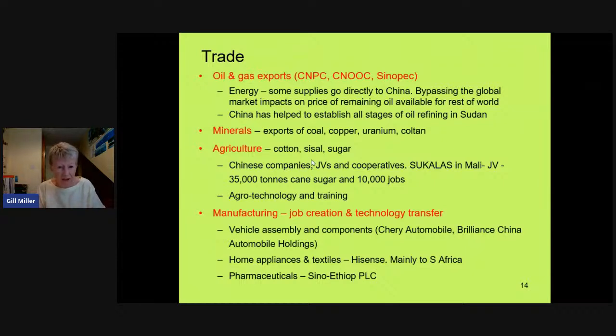So there's been a benefit there. You're becoming more efficient in producing agriculture and you're training your local farmers. And then another type of trade is manufacturing. And essentially that is technology transfer.